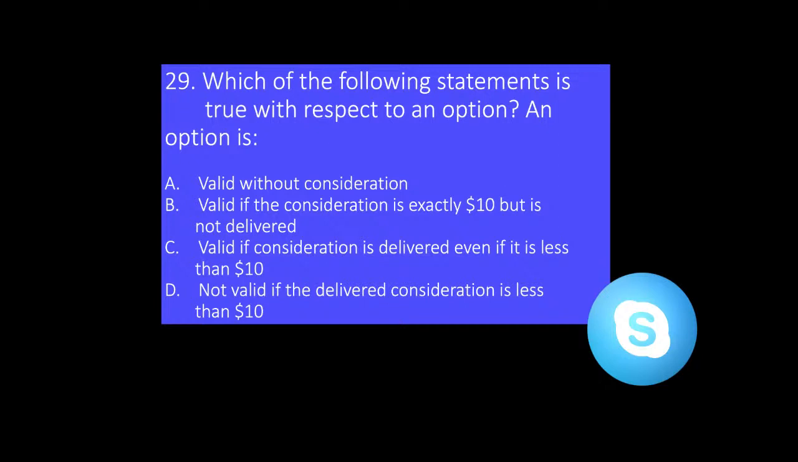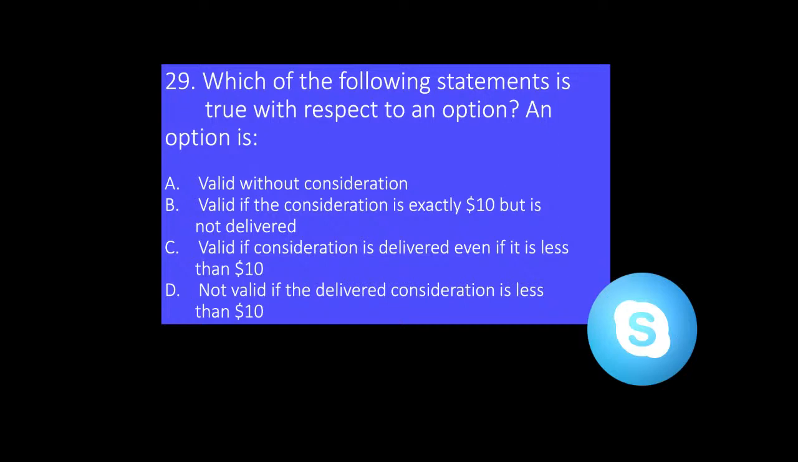So C. Valid, the consideration is delivered even if it's less than $10. Why did you think that's the right answer? The words "delivered" clue me in about consideration. So that means the consideration has to be delivered. Okay. You believe that it can be valid even if it's less than $10?